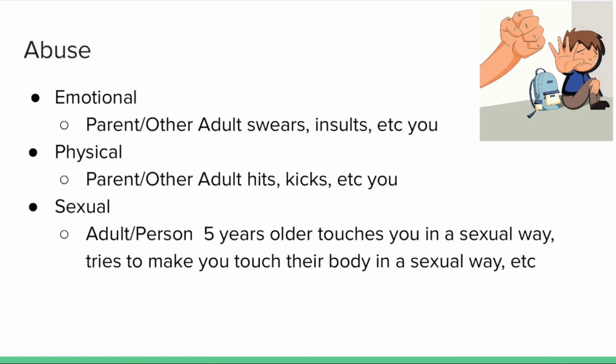Physical abuse is when an adult in the house hits or beats a child. Sexual abuse is when an individual who is at least 5 years senior to the child attempts and/or succeeds in sexual touching or sexual acts with said child.